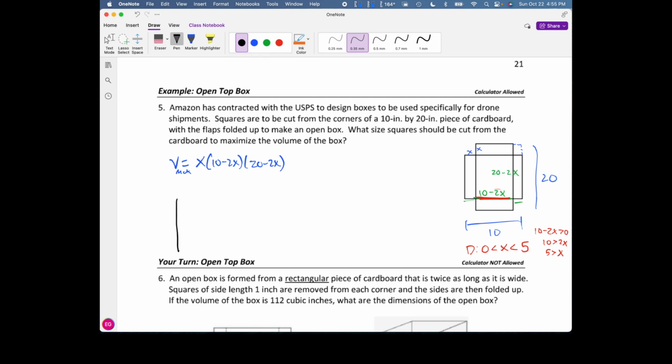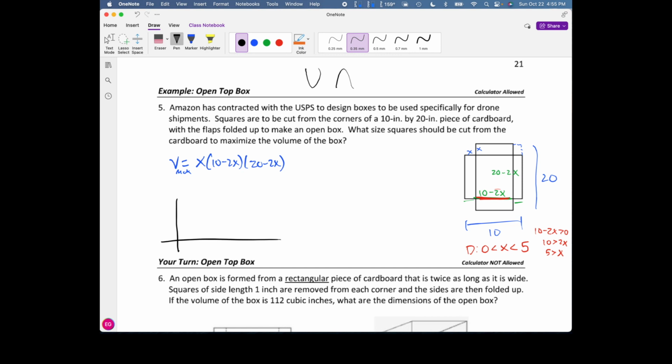And we don't actually know how to do this when we have an x to the third, which is what we have, because if we distributed this all the way out, we'd have an x times a negative 2x times a negative 2x. So we have to use our calculators because we don't know how to handle finding maximums or minimums of anything other than an x squared graph where we can just find the vertex.